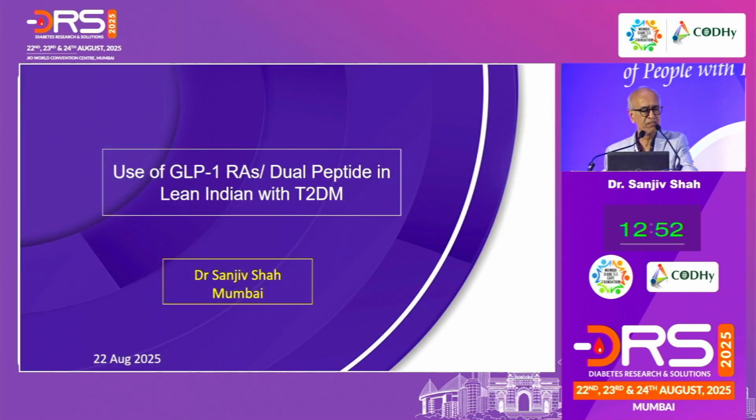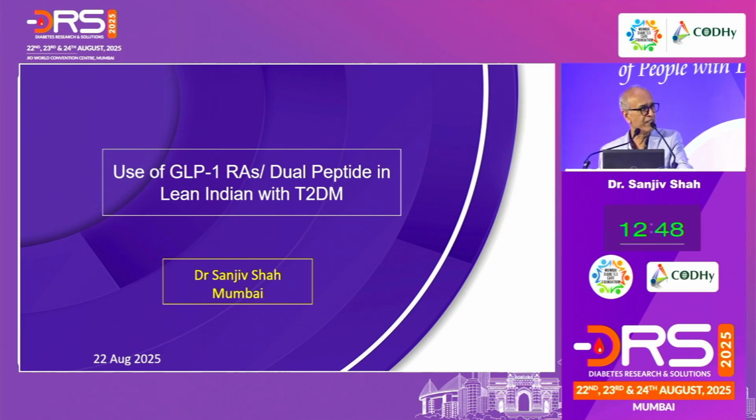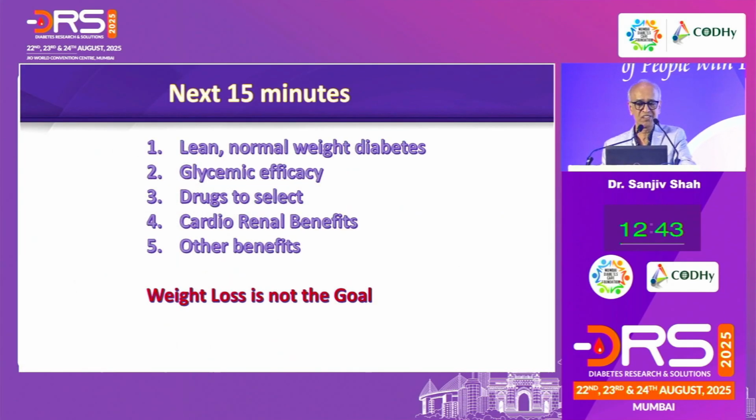My subject is using GLP1RA and dual peptide in lean Indian type 2 diabetics. What I am going to address in the next 15 minutes is what leanness or a normal weight is, glycemic efficacy, which is a big challenge in the diabetes clinic for the majority of our patients, and which drugs to select out of the GLP-1 class. We have more than half a dozen molecules, with cardiorenal benefits and other benefits.